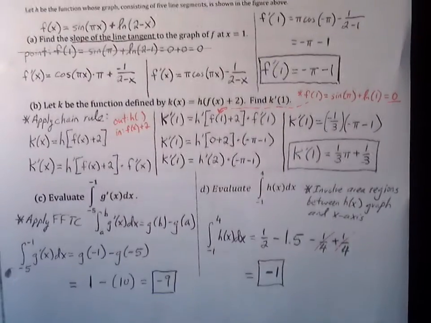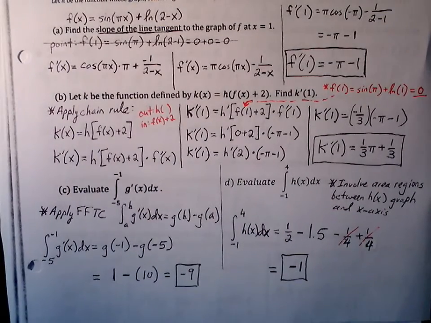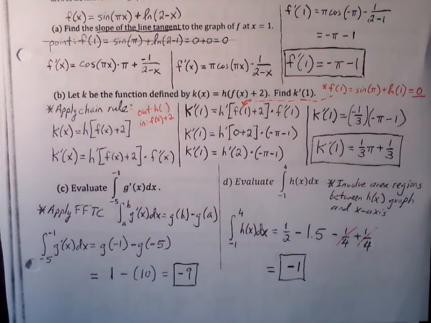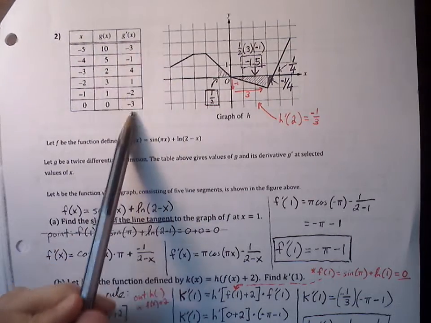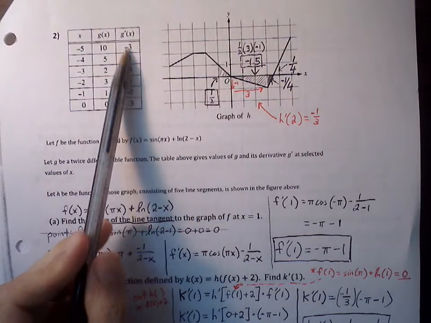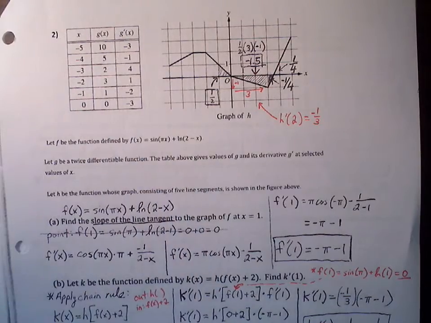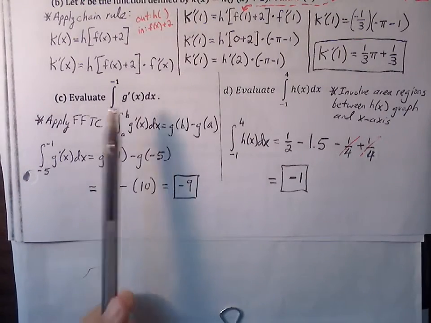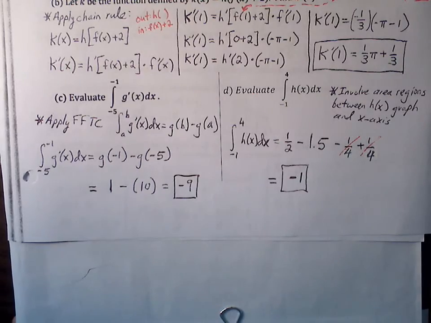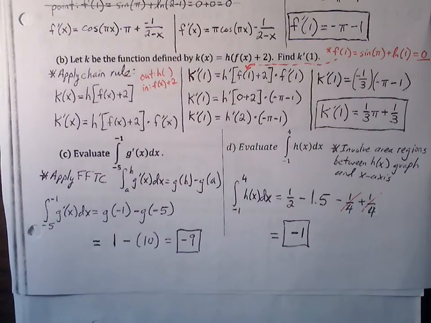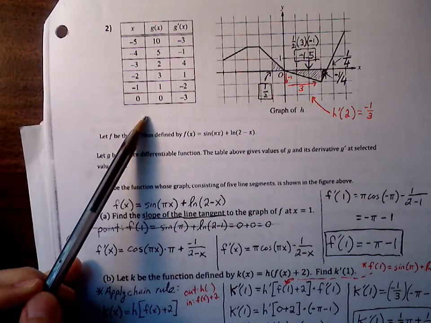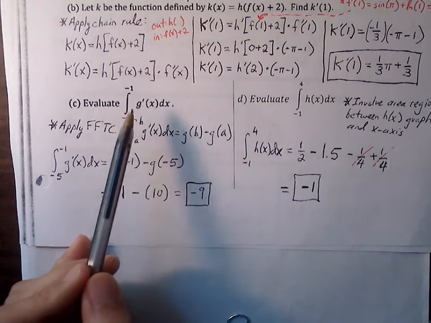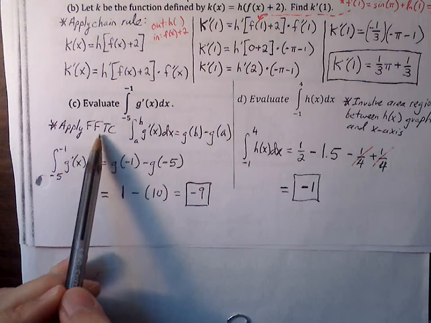Part C, evaluate the definite integral from negative 5 to negative 1 of g prime. So let's see, g prime, we could go through using g prime and find the area under the g prime graph using Riemann sums, but it's not asking for an approximation, it's asking for the exact value. So what we're going to do is bring that g prime up to a g of x level, and then we can simply subtract the g of x values to evaluate this antiderivative. So we're going to apply the first theorem.